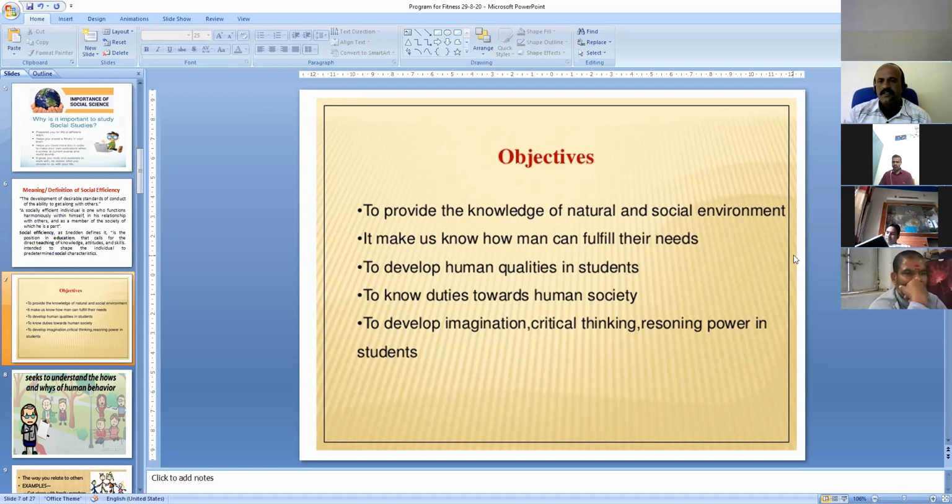So understanding this and developing this knowledge helps them to develop their imagination capacity, critical thinking capacity, and reasoning power inside the students. So it is very essential. It is very essential for sports people and other common students to know and understand these qualities.